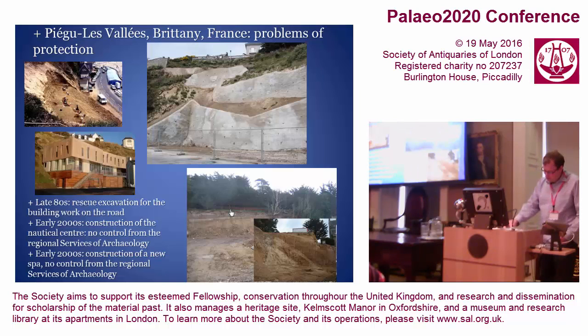Second example is Piegu. Now this is a very important site. It was originally excavated through rescue excavations in 1987, and this was done in advance of the construction of this road. Now, further construction work has occurred at the site since then, including the building of this concrete revetment wall, and a maritime centre, and a spa complex.